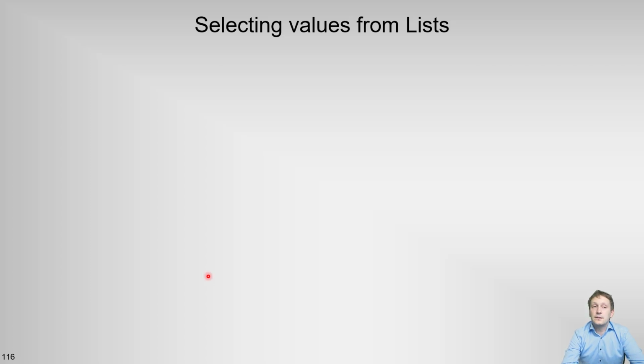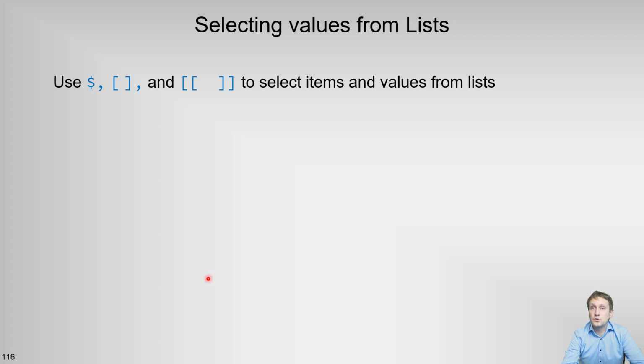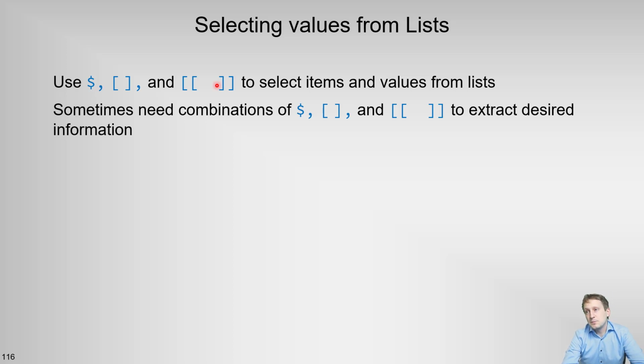So now that we've done the data frame, let's actually select values from a list. You can also use dollar to access named list elements, and that can sometimes be very useful. Single brackets will still return a list, and double brackets will actually just show you the inside of that particular list element that you're selecting. Sometimes you need a combination of those to get what you want.